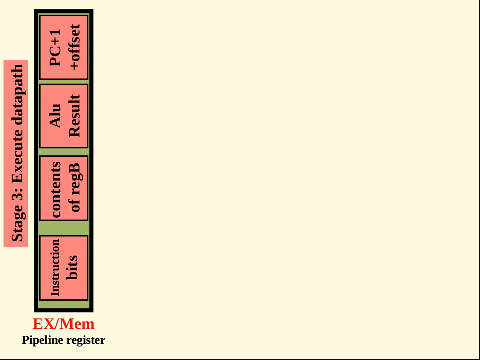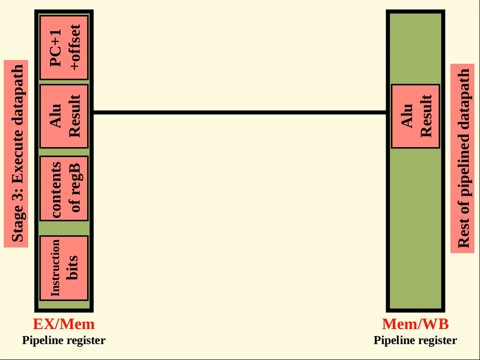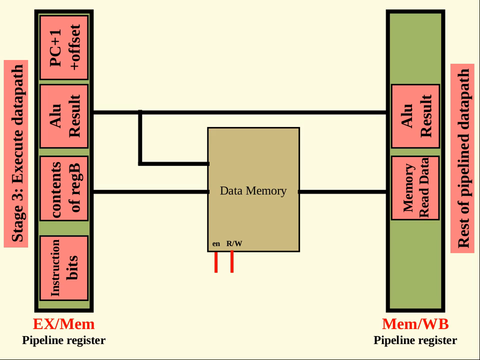So we have this stuff. What do we do? Something with memory. Good guess. Well, we actually forward the ALU result. Just kidding. Yep. Anything else? You said memory. So ALU result and contents of B.